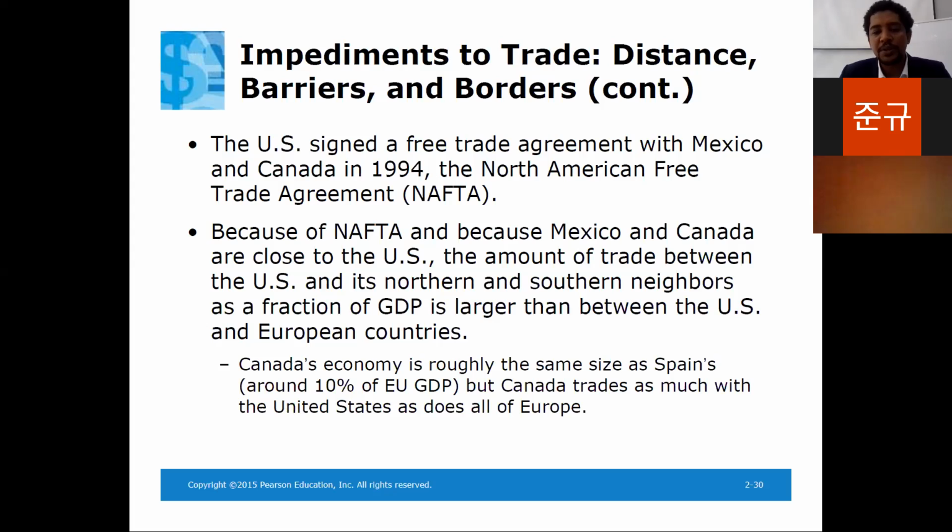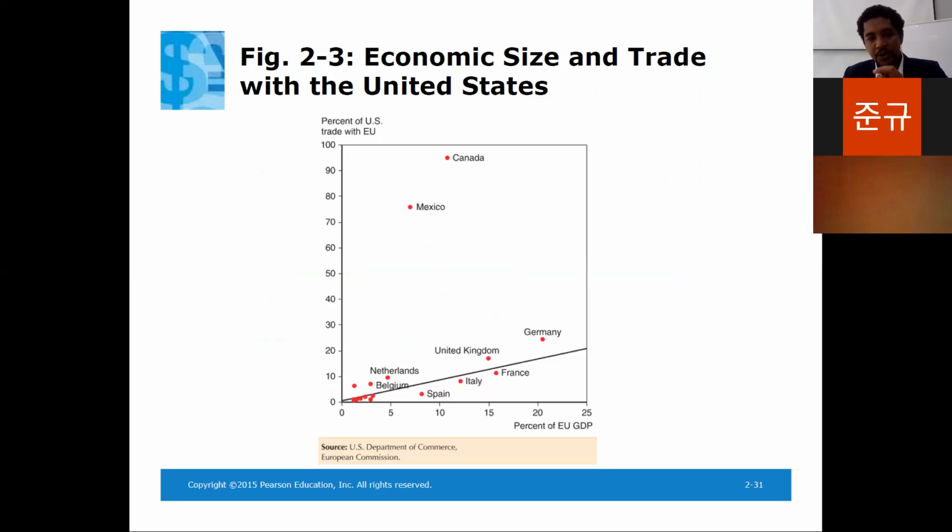Canada's economy is roughly the same size as Spain's, but the US has less trade volume with Spain than with Canada, because Canada is very close to the US. So you can see here, this is the trade volume between the US and the European countries, and this is the trade volume between the US and its neighbors, Canada and Mexico. You can see that it is very high compared to its European counterparts, right?